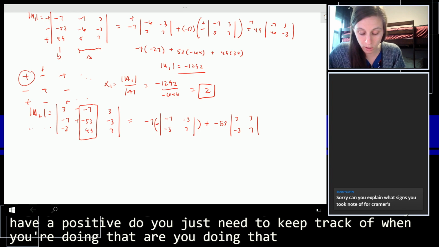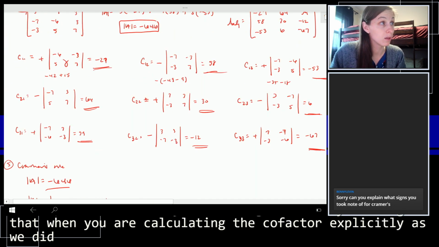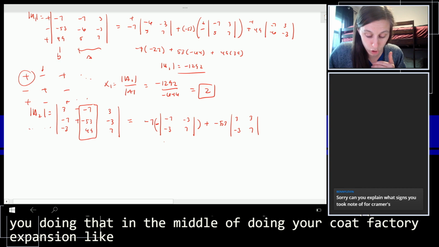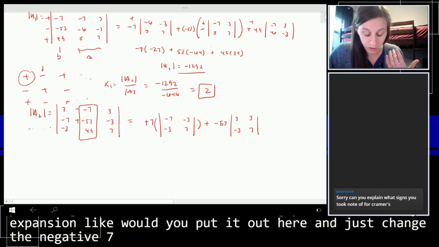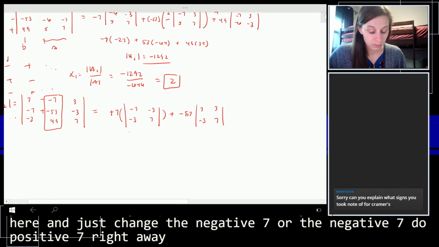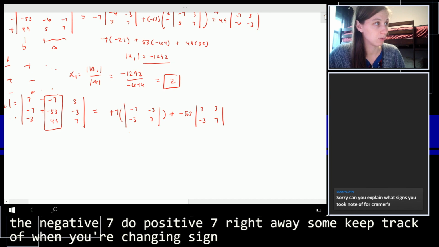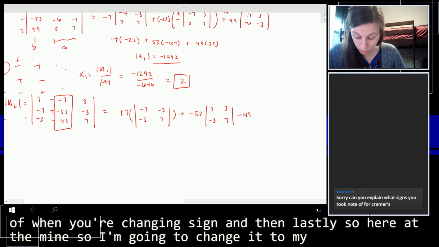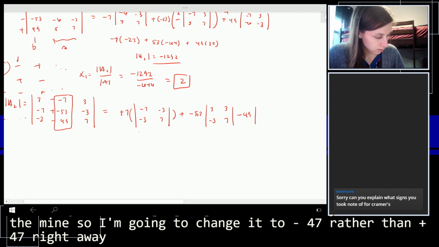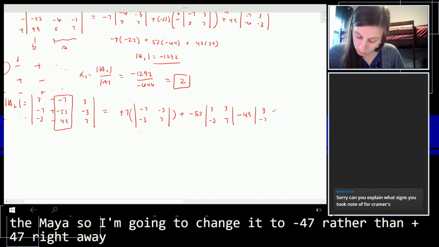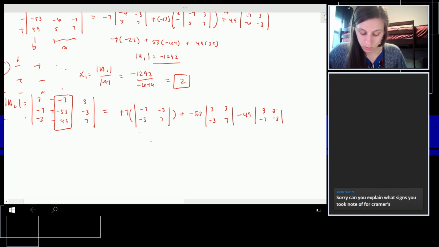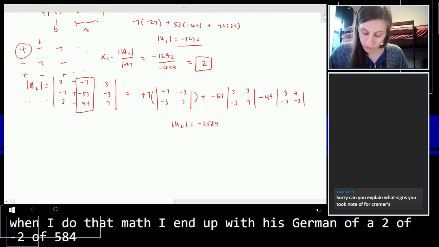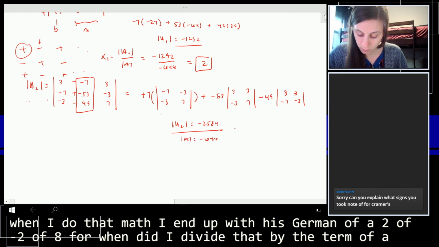So you just need to keep track of when you're doing that. Are you doing that when you are calculating the cofactor explicitly, as we did up here? Are you doing that in the middle of doing your cofactor expansion, like putting it out here and changing the -7 to a +7 right away? And then lastly, here it's a minus, so I'm going to change it to -47 rather than +47 right away. So when I do that math, I end up with a determinant of A2 of -2584. When I divide that by the determinant of A, I end up with 4.